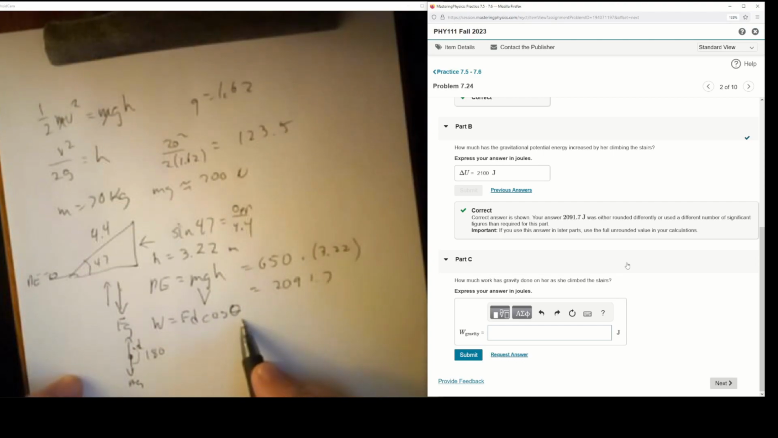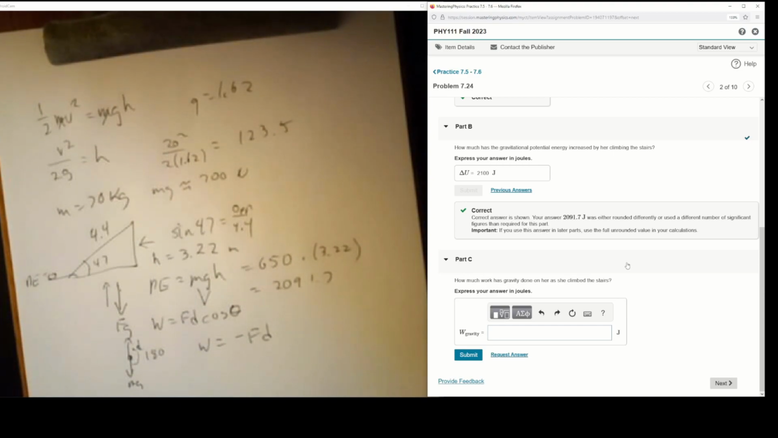And cosine 180 is negative. So the work we get here is actually going to be minus. And the work done by gravity is mgh. So we end up getting a minus mgh from the work done by gravity. And just looking at part B, looks like they rounded to 2100. So I'm just going to make that a minus 2100.